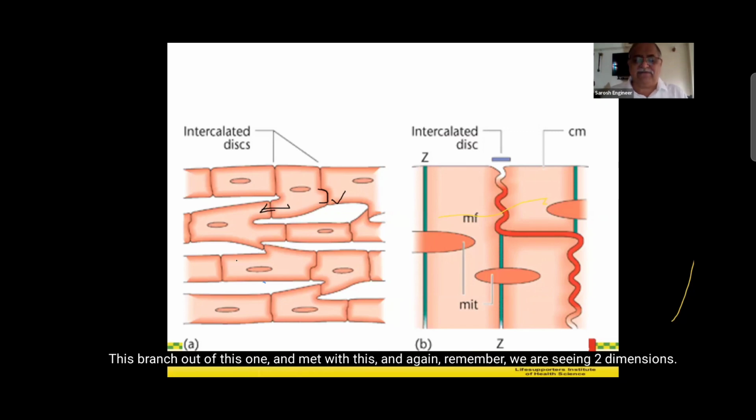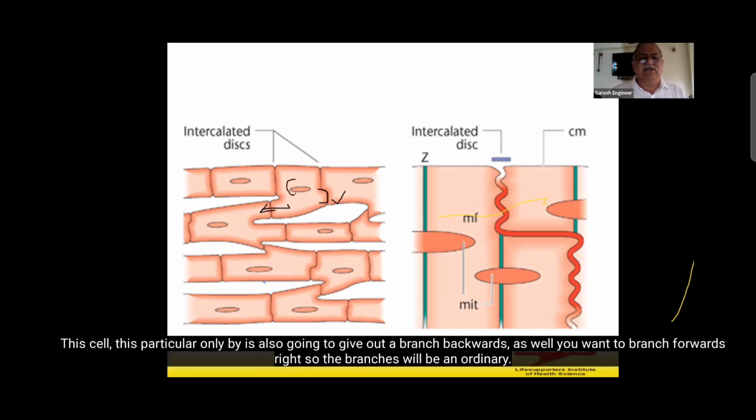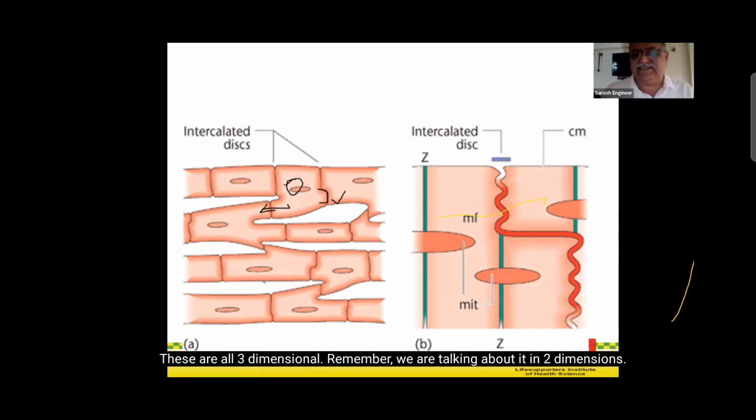And again, remember, we are seeing it in two dimensions. We have taken a section and we are seeing that section under the microscope. In reality, this same muscle that we are talking about, this one cell, is also going to give out a branch backwards. It's going to give out a branch forwards, right? So the branches will be in all directions. These are all three-dimensional. Remember, we are talking about it in two dimensions. And where each muscle cell meets another muscle cell, there is some dark thing.